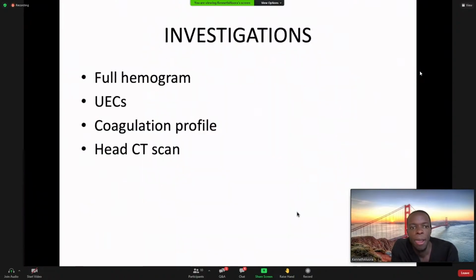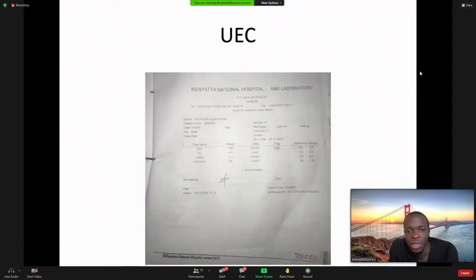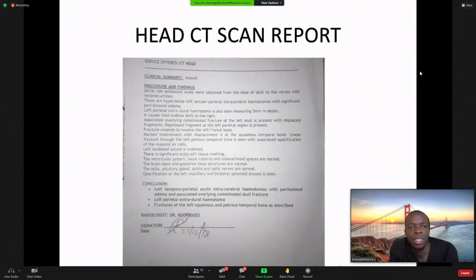It was well preserved. A full hemogram, coagulation profile, and a head CT scan were done. The HB was apparently normal, though he was pale. The UECs were also okay. Sodium was mildly high, 146. The only issue was in the CT scan, where he sustained head injury. He had left temporoparietal acute cerebral hematomas with perilesional edema, associated with comminuted skull fracture. He also had a left parietal extradural hematoma and fractures of the left squamous and petrosal bone.